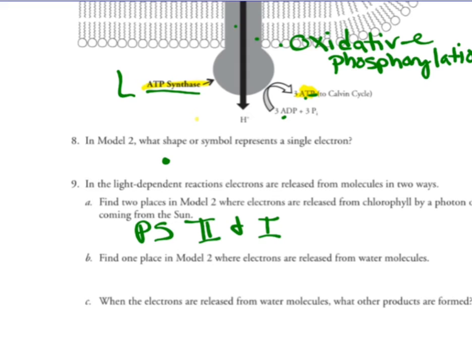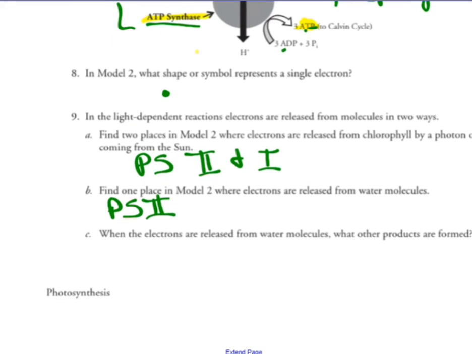And when they discovered 1, they knew there had to be something else. Because they were like, this electron has to be replaced by something. This electron has to come from somewhere. So that's one of those cases in science where they kind of made a prediction that there would be a second photosystem before they actually found it. Find one place where electrons are released from water. That's photosystem 2. Okay, when the electrons are released, what other products are formed?